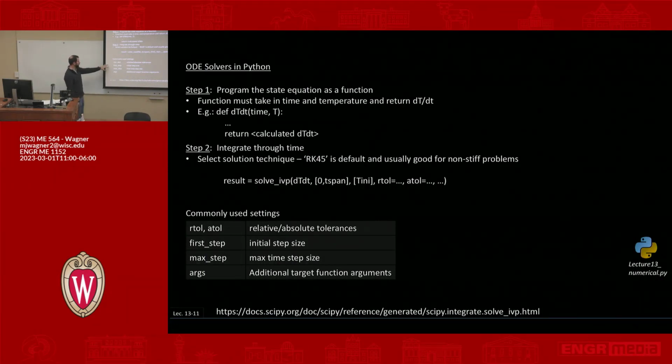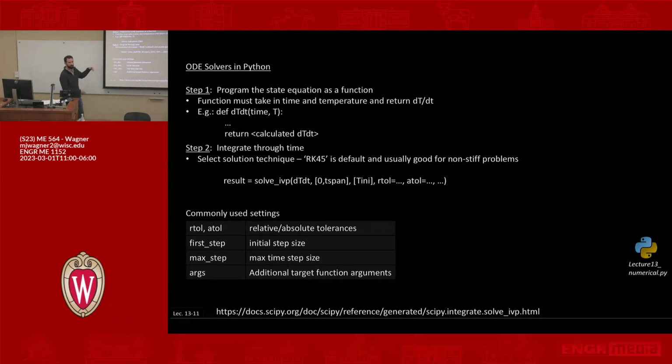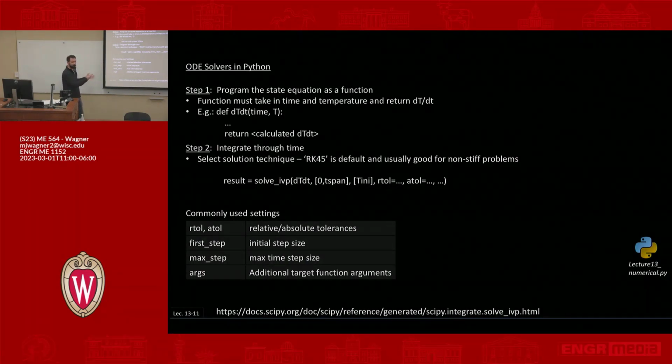Here's some common tolerances. So, RTOL is the relative tolerance for the solution. Absolute, so that would be like, you want it to change by 0.001 of whatever the magnitude of the current temperature is, right? That would be the relative. Absolute would be the temperature value itself. So not like a fraction of temperature, but the temperature value itself.